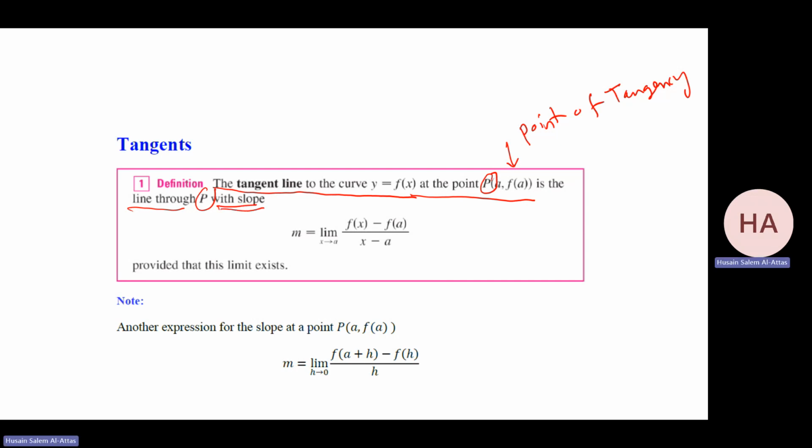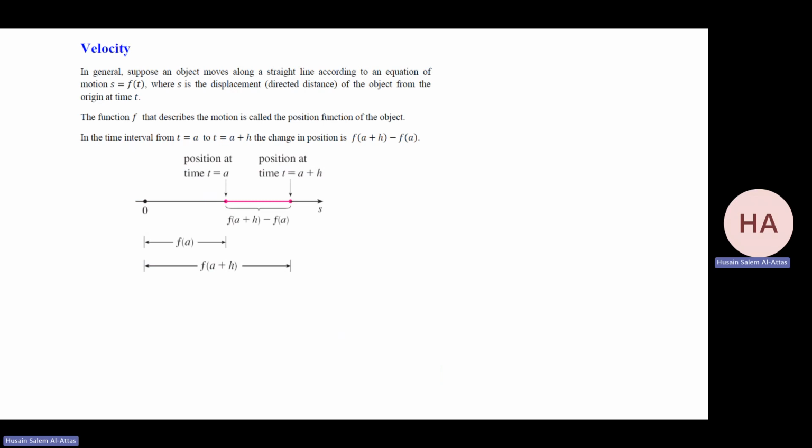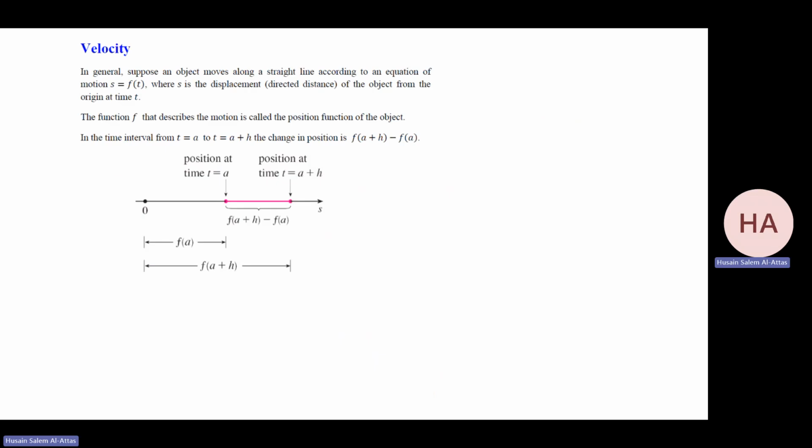The slope of that tangent line is this limit: the limit as x goes to A of f of x minus f of A over x minus A. It has another form, but this is one of the forms. This is the other form: the limit as h goes to 0 of f of A plus h minus f of A over h, which is the same. By the way, these two forms are the same. So this is what we did for the tangent line.